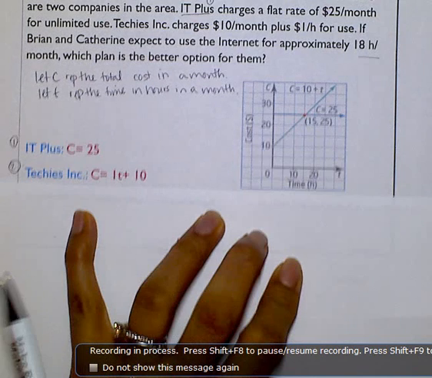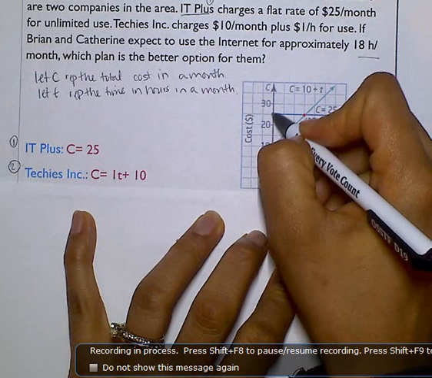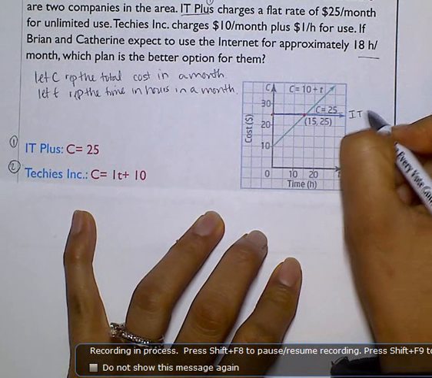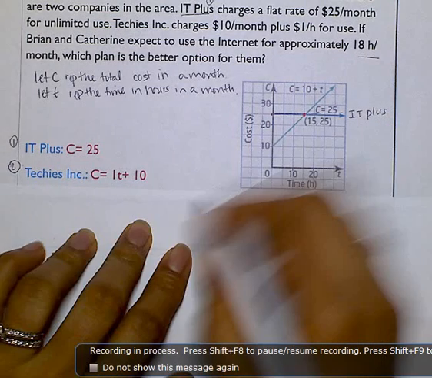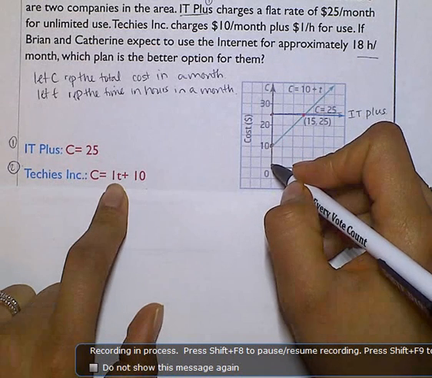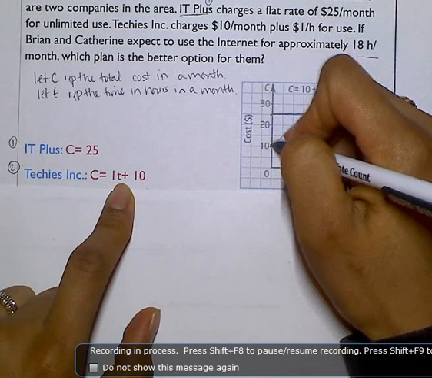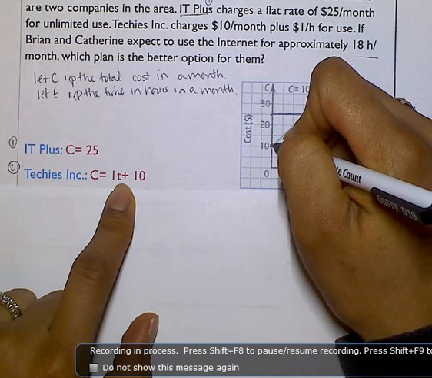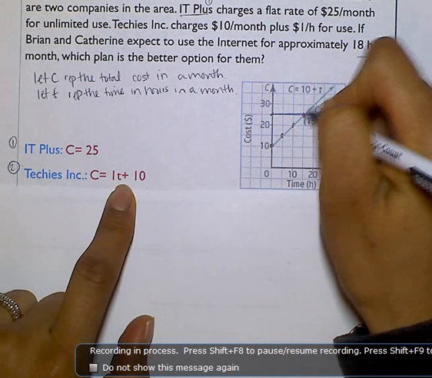And my second equation, there is a y-intercept of 10. So I'm going to start off with 10, and I have a slope of 1. So it's $1 for every hour. So in this one we're going up by 5s, so each box is 5, and same thing here. So that means if it's $1 for every hour, it's going to be $5 for every 5 hours. Another $5 for every 5 hours. So you're going to continue that until you reach the intersection or just extend your line, and that is going to be Techies Inc. Alright, so if you look at the point of intersection, that is 15 and 25.